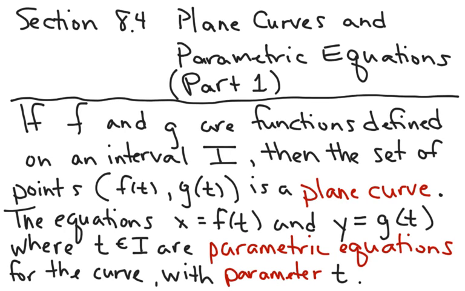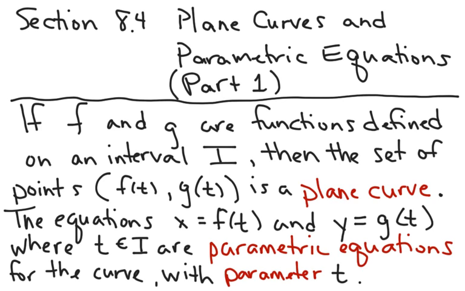In Section 8.4, we introduced a different type of graphing and equation called the parametric equation. If f and g are functions defined on an interval I, then the set of points (f(t), g(t)) is a plane curve. The equations x equals f(t) and y equals g(t), where t is in the set I, are parametric equations for the curve with parameter t.